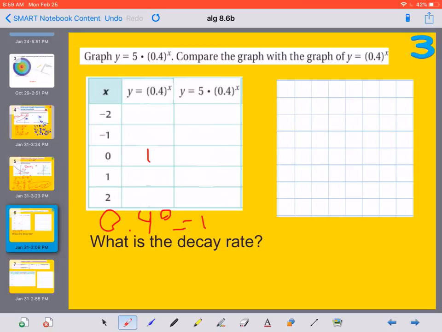0.4 to the power 1 is still going to be 0.4. 0.4 to the power 2 gives me 0.16.